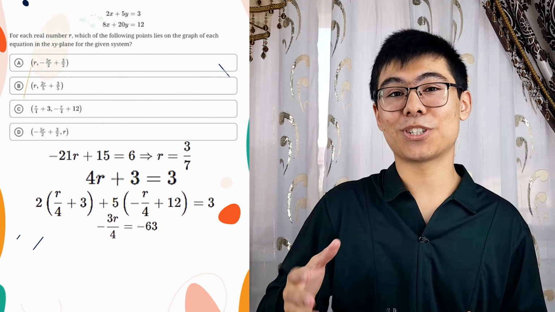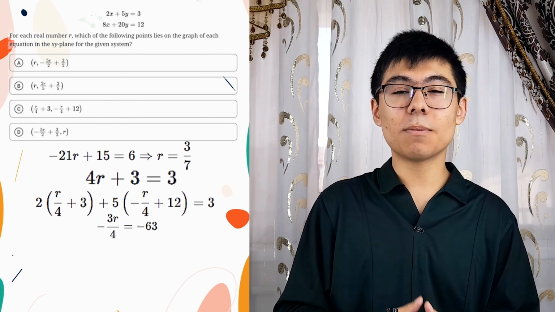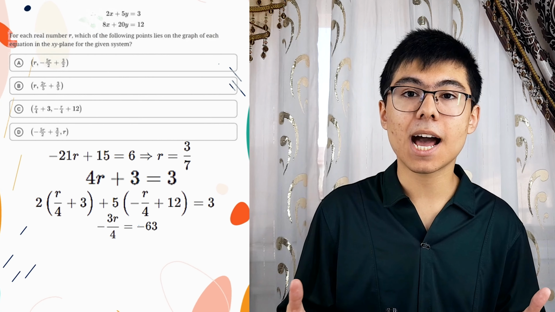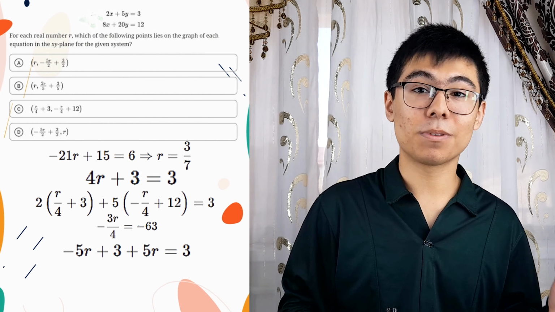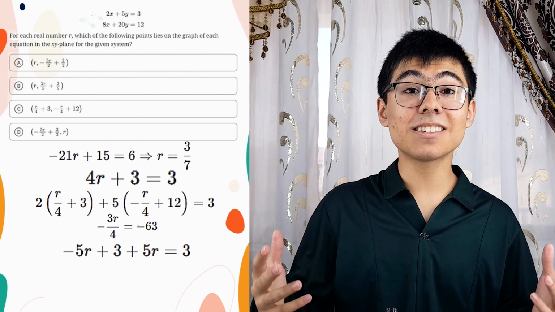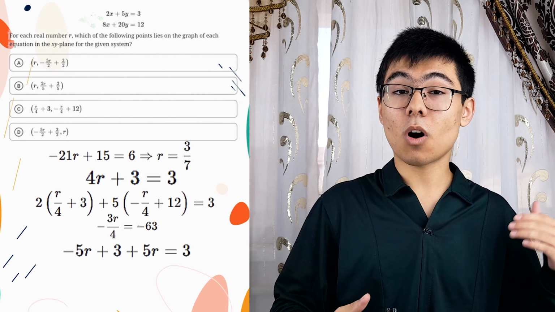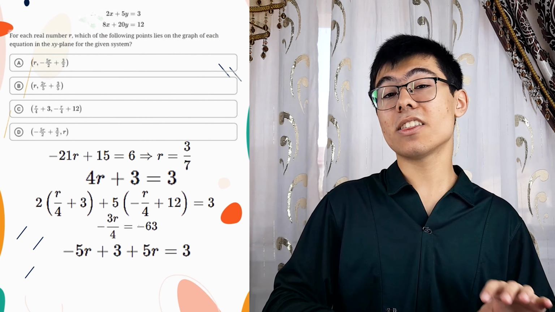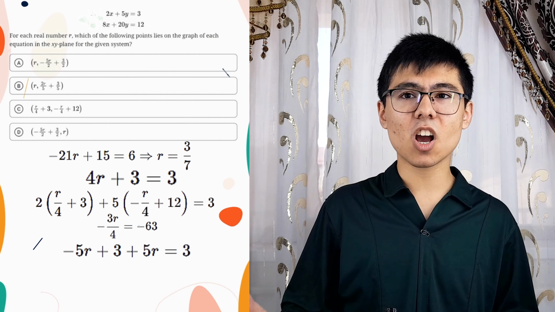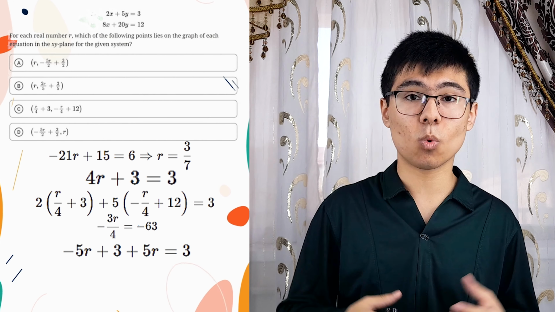And now for option D. Once we substitute this into the equation, something very remarkable happens. Minus 5r plus 3 plus 5r equals 3. Everything cancels out perfectly, leaving a true statement. So option D satisfies the equation perfectly without any complicated leftover terms or constants to worry about.